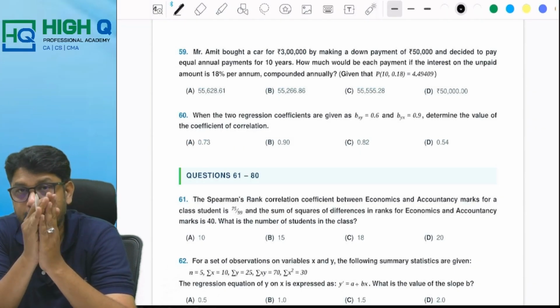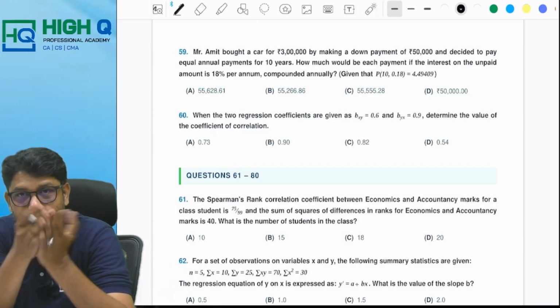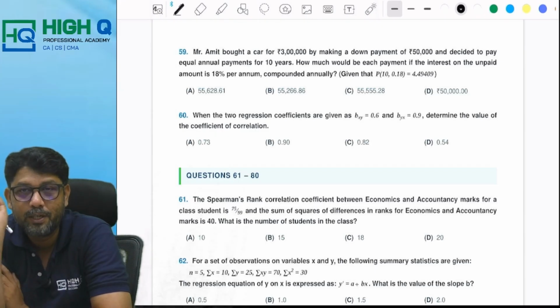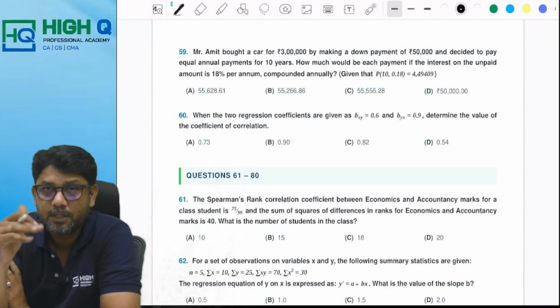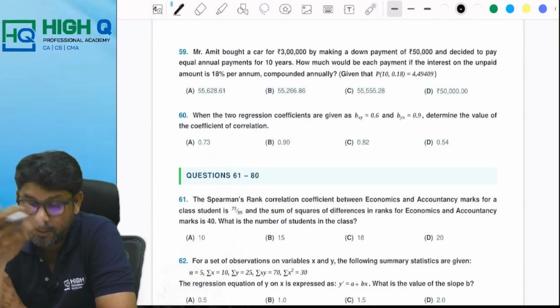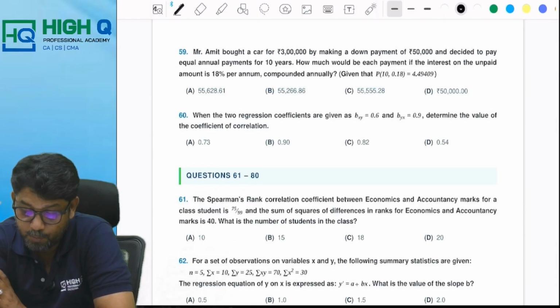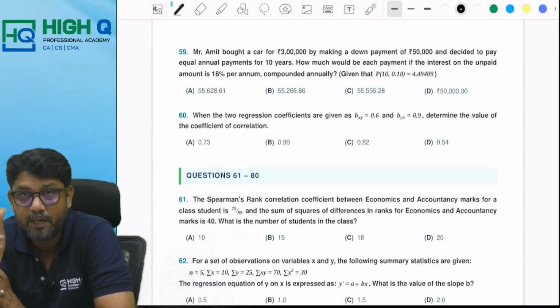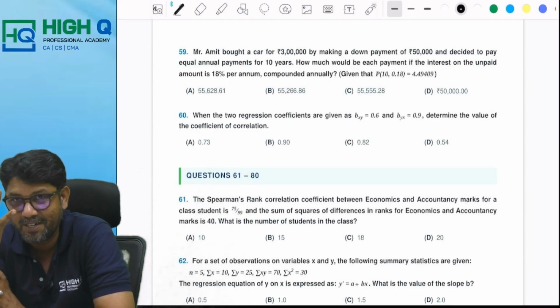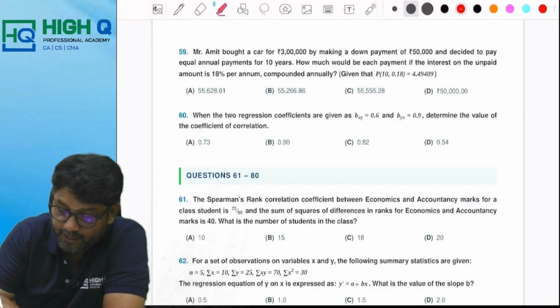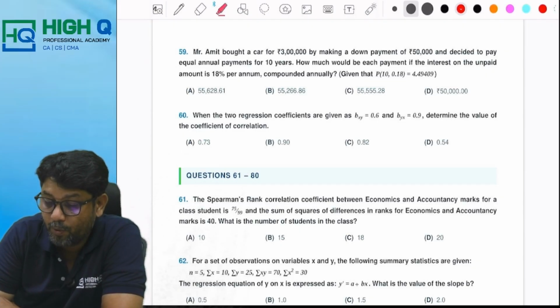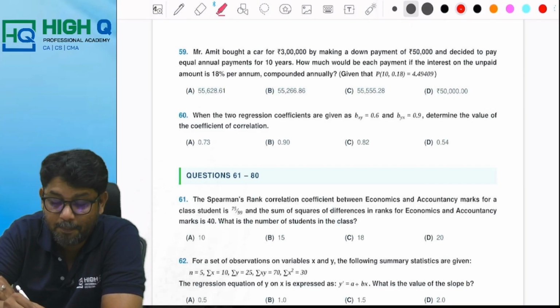So in this case, we are going to find the present value, sir. Of course, my dear. Present value is 2 lakh 50,000 rupees. How much annuity is to be paid? The type of annuity is not mentioned properly, but the interest on the unpaid amount is 18% per annum compounded annually. So it is a regular annuity, compounded annually, and the beautiful thing is that P of 10, 0.18 value is given.